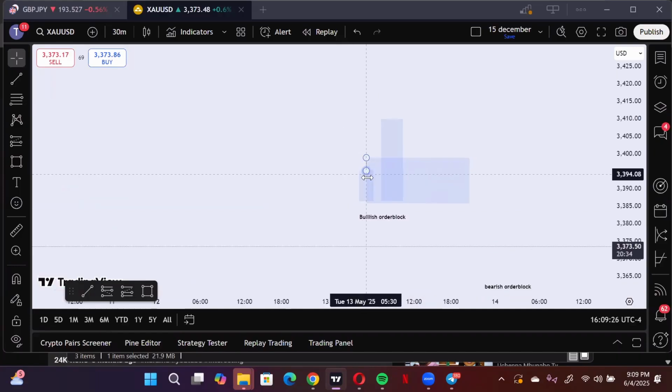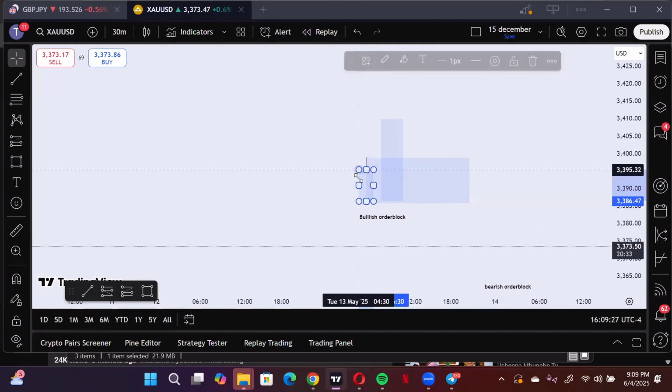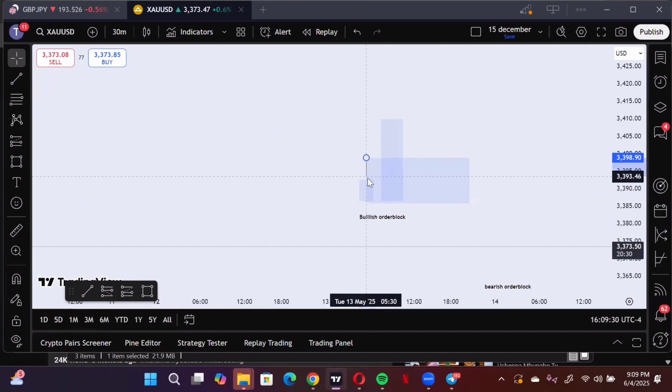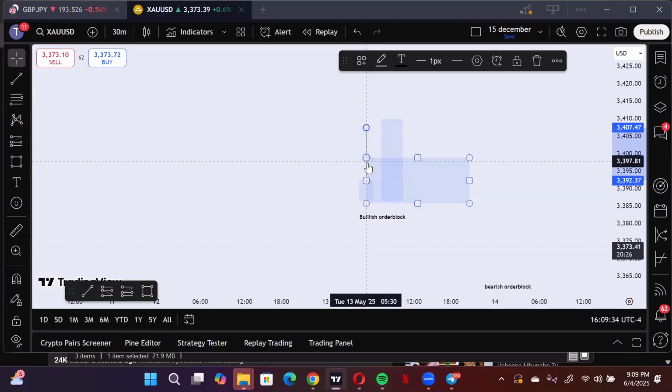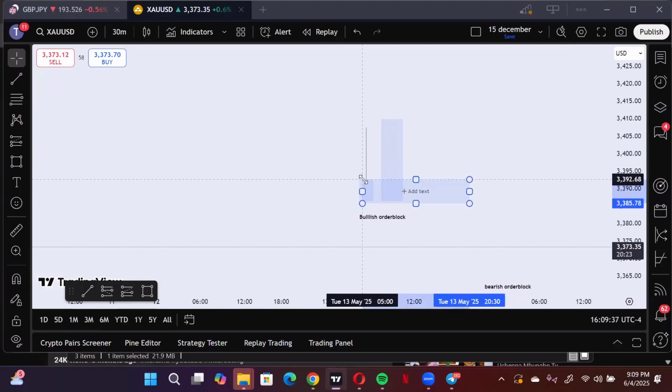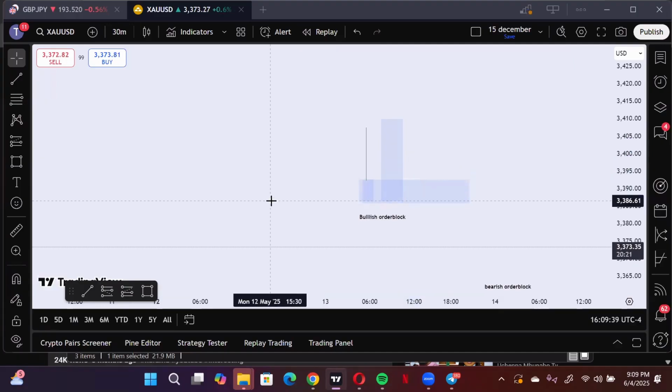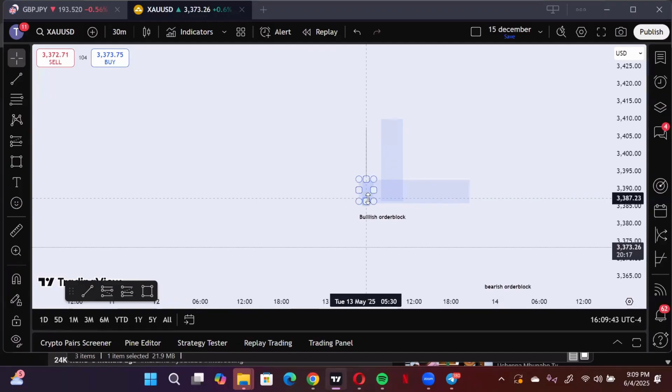But in a scenario where the body of the order block is really small, let's say it's small like this, and the wick is longer than the body, if you want to pick your entry, you pick it from the body of the order block. That's if it has wicks. If the wick is very small, you pick your entry from the wick. If the wick is longer than the body, then you pick your entry from the body of the order block.